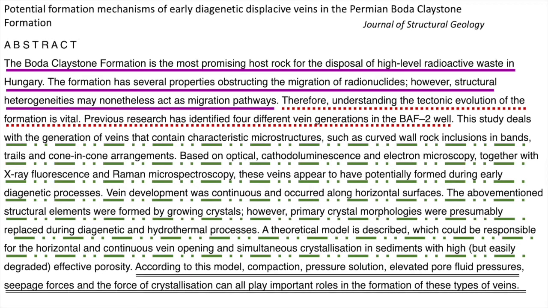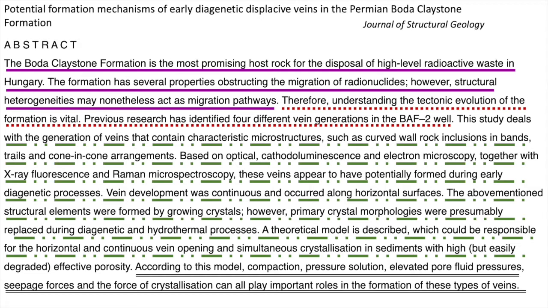They do start off with the context and background by showing us that they think this claystone formation is most promising for disposal of high-level radioactive waste in Hungary. And this is a sentence we have seen just as that is within the introduction. They then also state the problem, so saying why it is important to understand this formation, and it links back to the disposal of high-level radioactive waste.